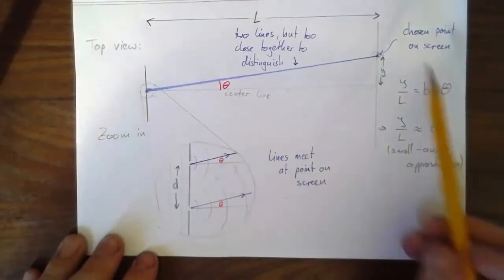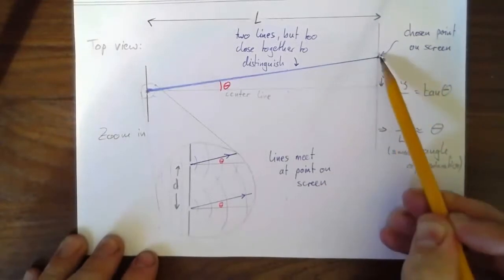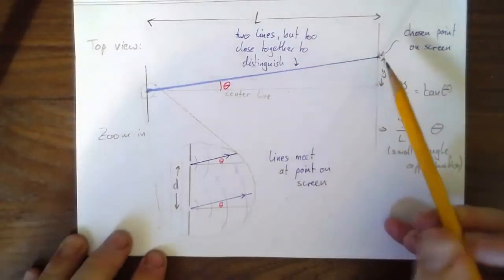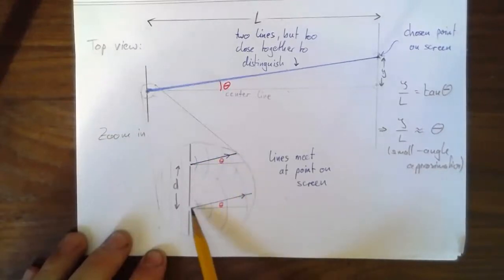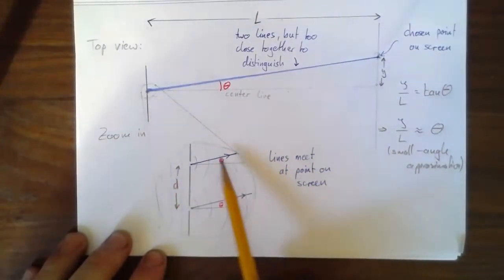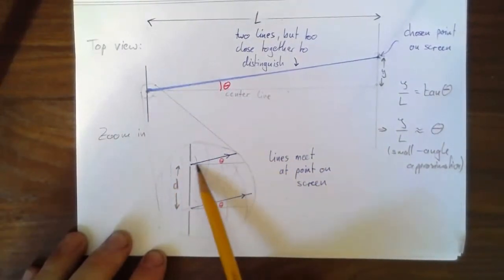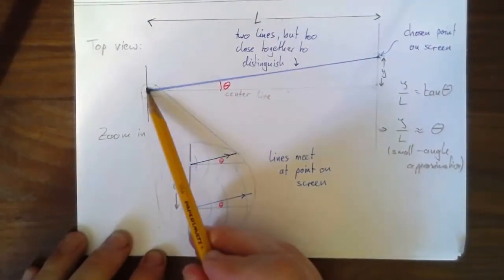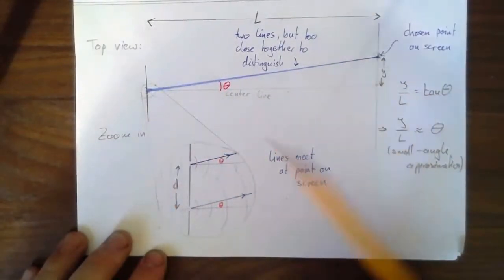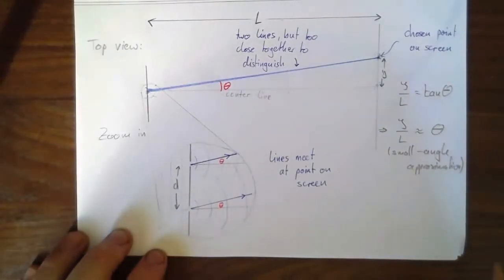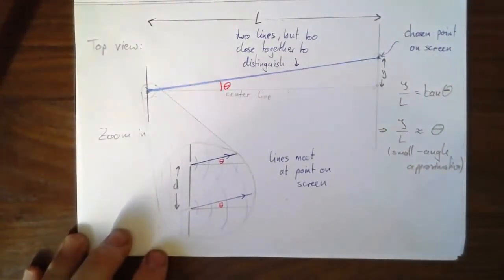I want to figure out, for this point that's some distance y above the center, how much longer is this path compared to this one? It's going to be a longer one, since it's lower down here. So this one starting at the top slit to here, versus this one from the bottom slit to here. It's going to be a tiny difference, but the wavelength of light is also tiny, so maybe those are somewhat comparable. So here's how I do this.